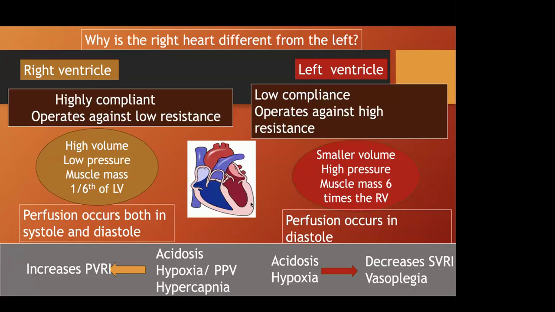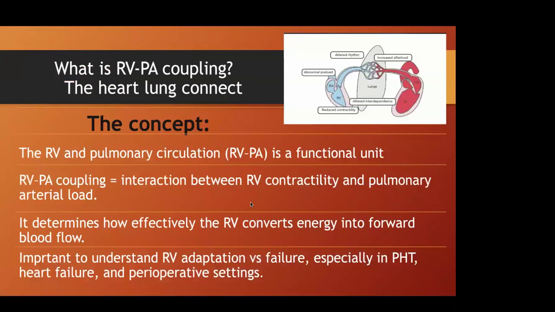So now we understood why the RV is important and what the differences are between the right ventricle and the left ventricle. Now let's see what the relationship with the lung is. So this right ventricular PA coupling is simple, nothing but the heart-lung connect.